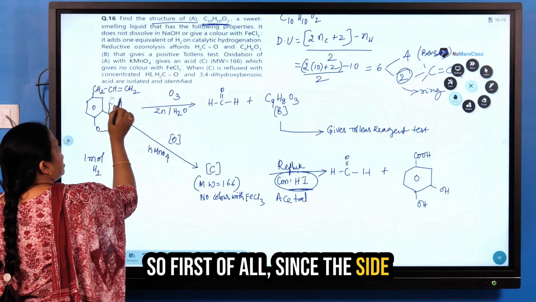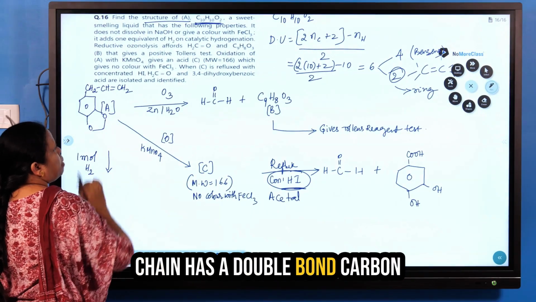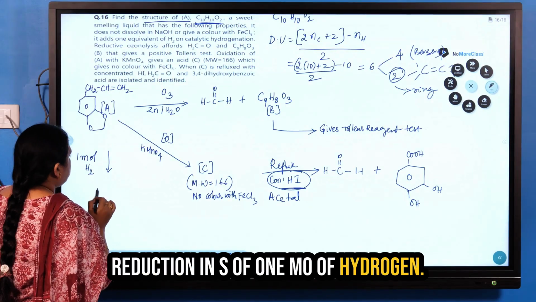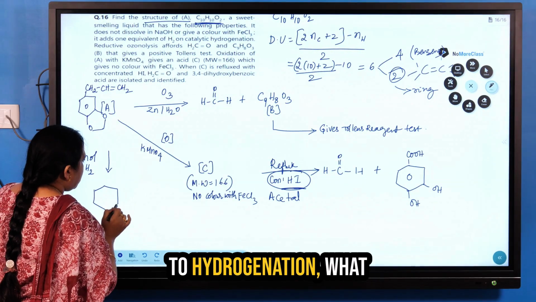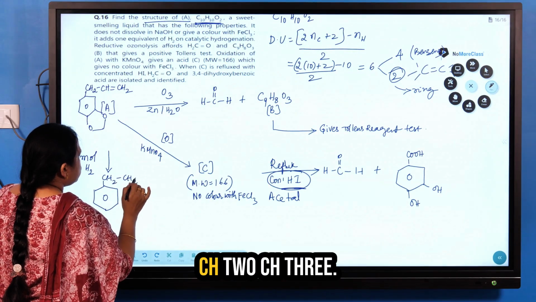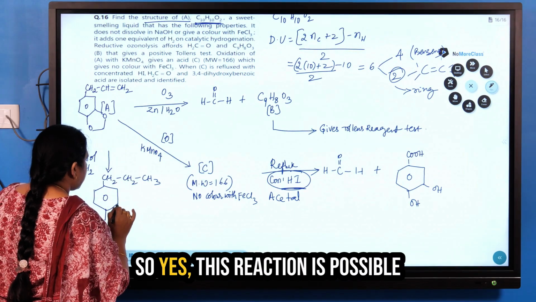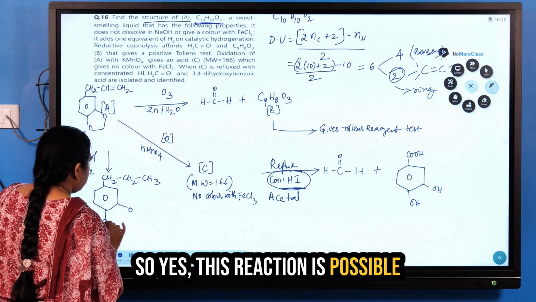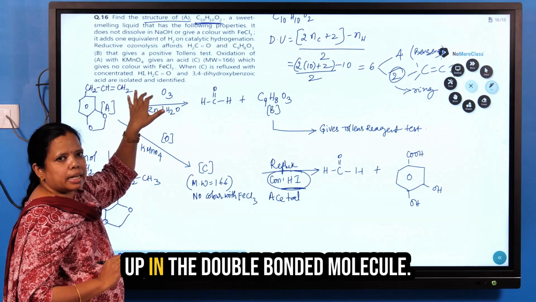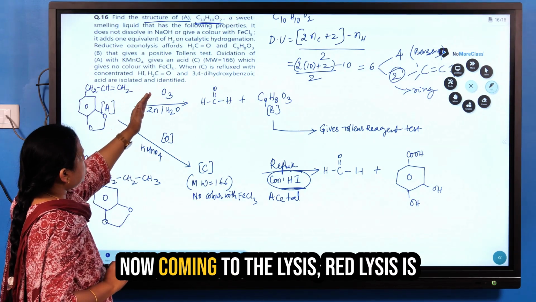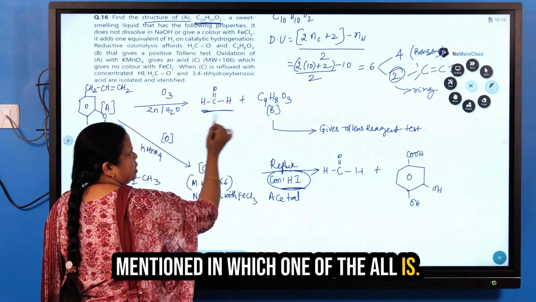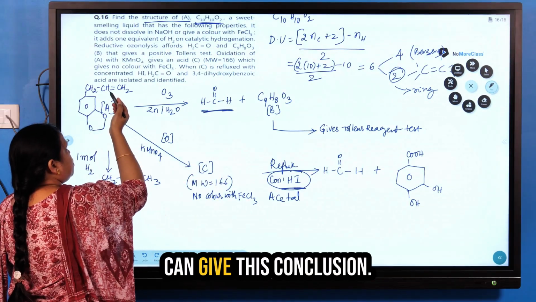First of all, since the side chain has a carbon-carbon double bond, it is going to undergo reduction in the presence of 1 mole of hydrogen. So the product due to hydrogenation is CH2CH2CH3. Yes, this reaction is possible for this compound because 1 mole of hydrogen has been added to the double-bonded molecule. Now coming to the ozonolysis, reductive ozonolysis is mentioned, in which 1 mole is aldehyde. Based on that also we can give this conclusion.